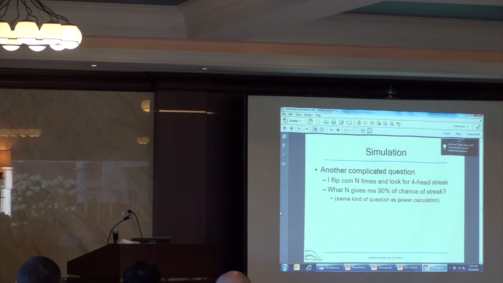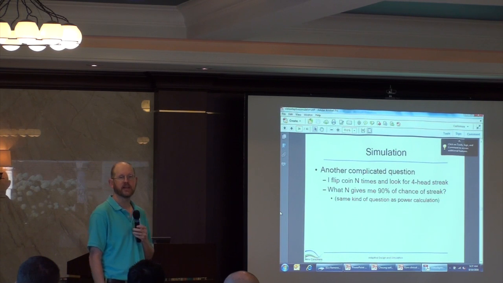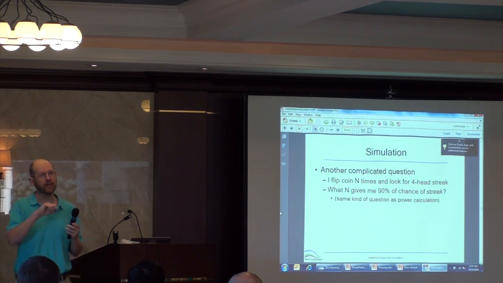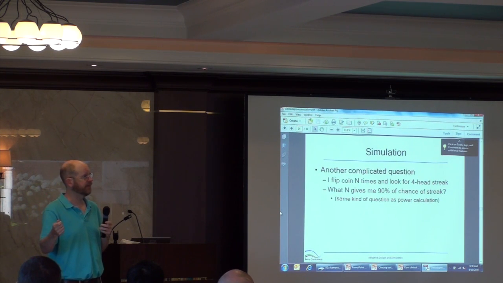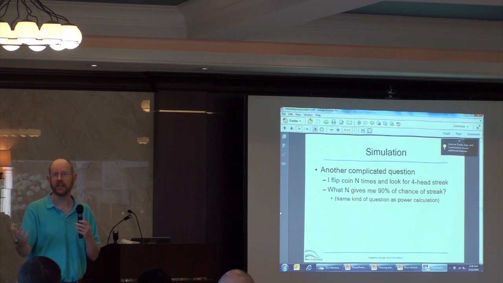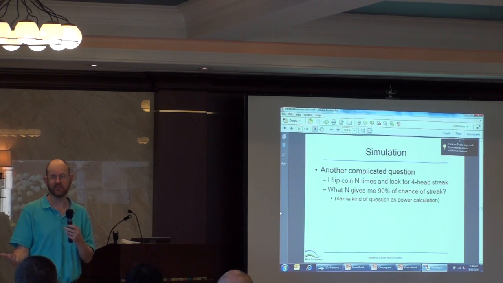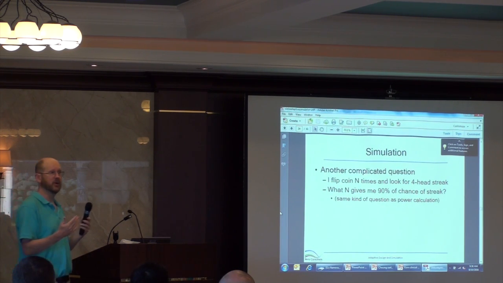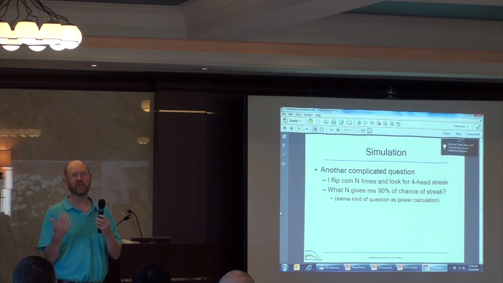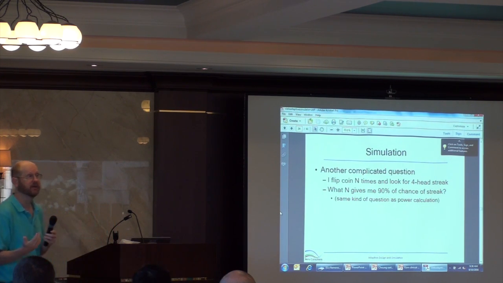Another kind of question that I could ask is, how many times do I need to flip the coin in order to give me a 90% chance of such a streak? If I flip it 10 times, I've got a 24.5% chance of getting the streak. So if I flip it 50, does that give me a 90% chance of the streak? If I flip it 100, does that give me a 90% chance of such a streak? I don't know the answer to that one either, and there's not really a formula for that that I know of.